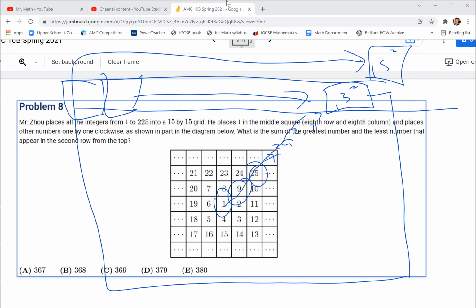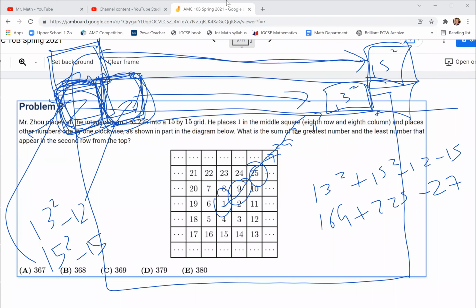So now, this will be the smallest and this will be the largest. So we just need to add these together. So 13 squared plus 15 squared minus 12 minus 15, 169 plus 225 minus 27, and that gives you 367. Okay, 367, right? So that's going to be choice A. So the answer is A.